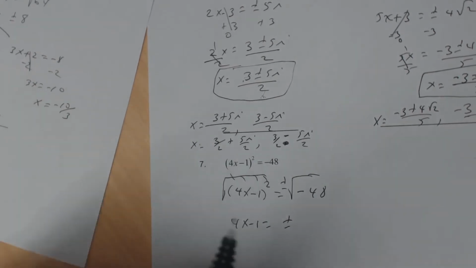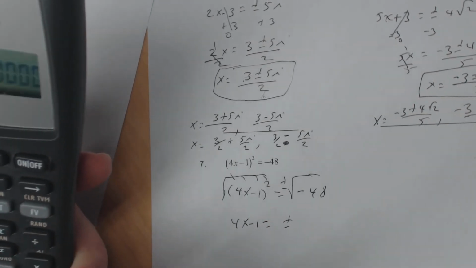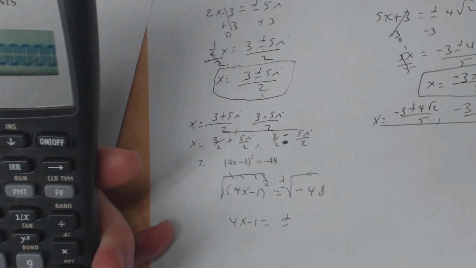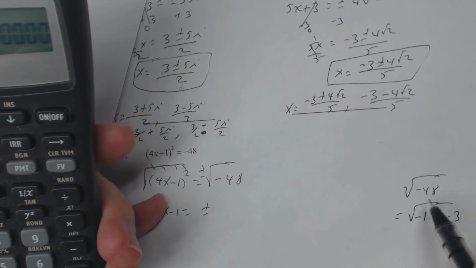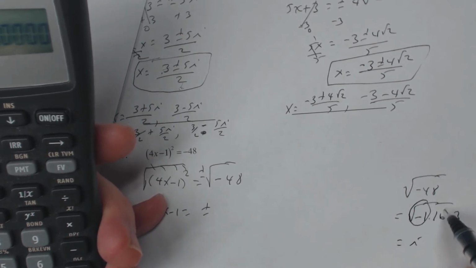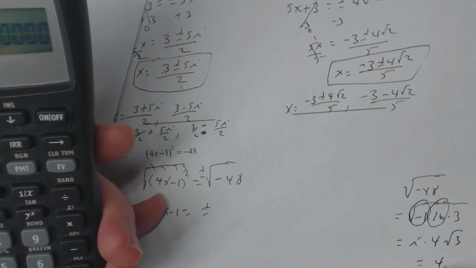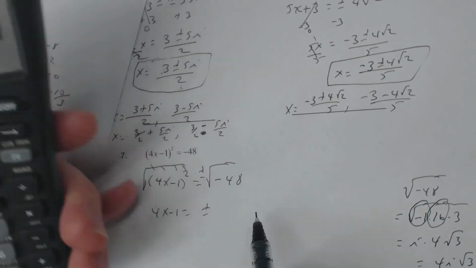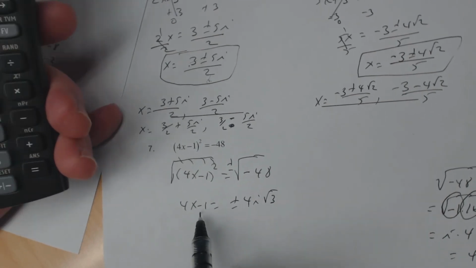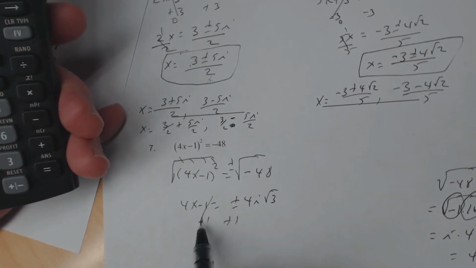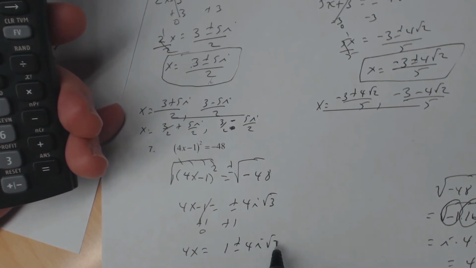Let's see, 16 divided into 48 is 3. So I can write this as square root of negative 1 times 16 times 3. Square root of negative 1 is i. Square root of 16 is 4. And I'm left with the square root of 3. So that becomes 4i square root of 3. So that goes here, 4i square root of 3. And then just adding 1 to both sides, combine like terms, I get 4x equal 1 plus or minus 4i square root of 3.